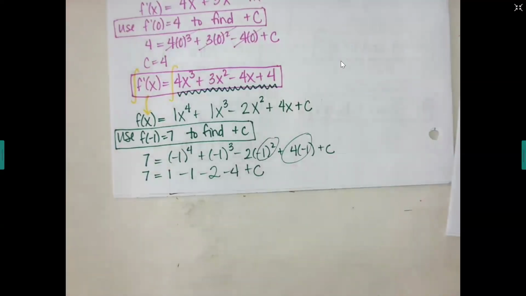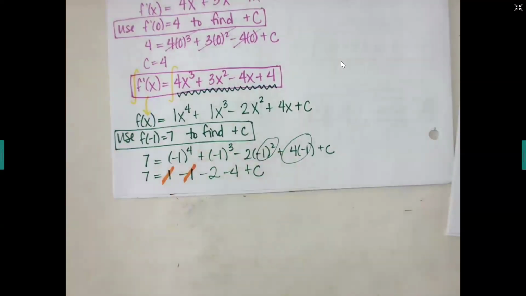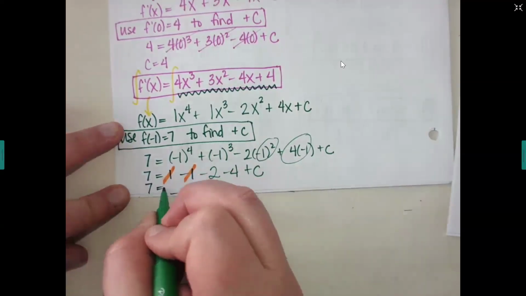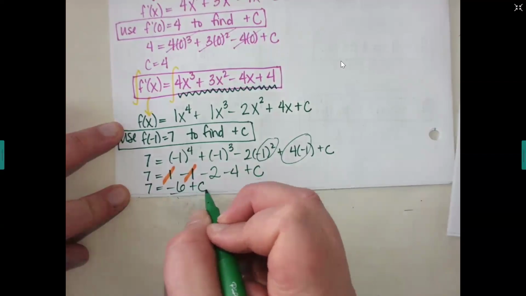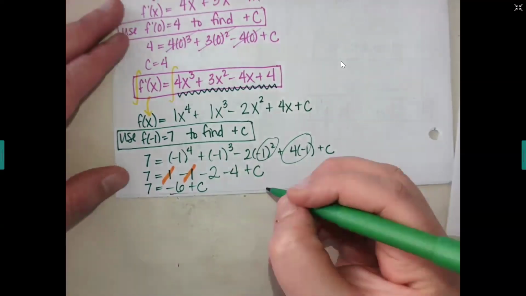What happens when you have a 1 and a -1? Yeah, just go ahead and cross those two out. So then I have -2 minus 4 more, that would be -6 plus C. And then remember, you'd add that 6 across to solve for your C. So what will our C value be? 13, very good.